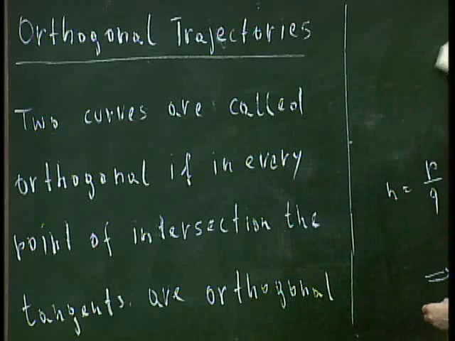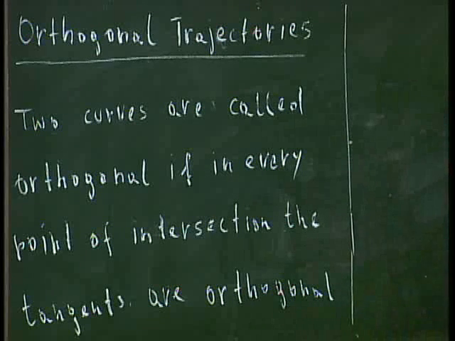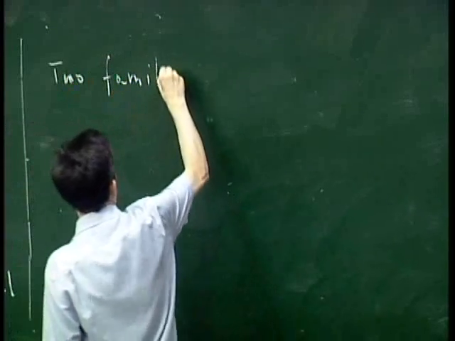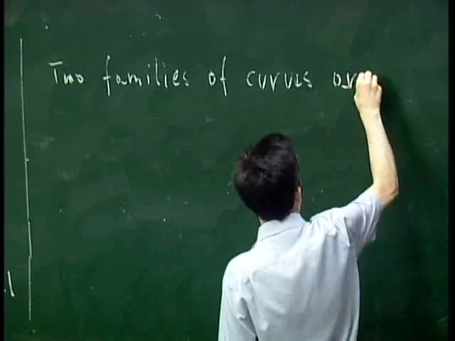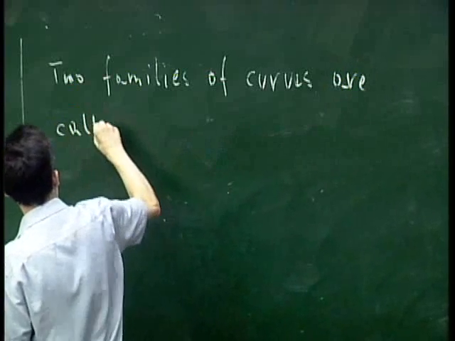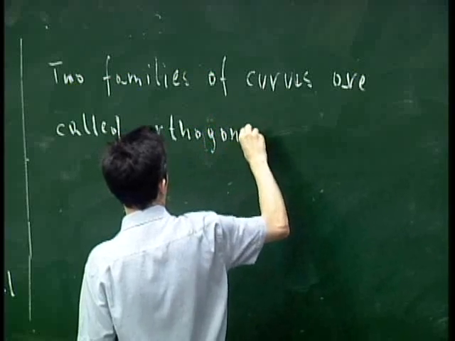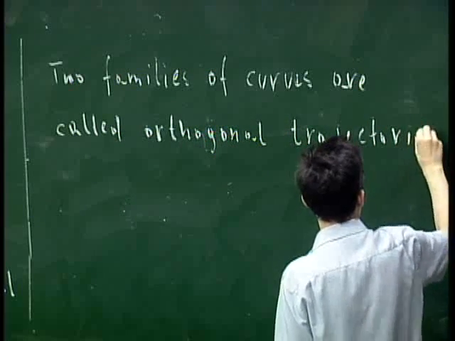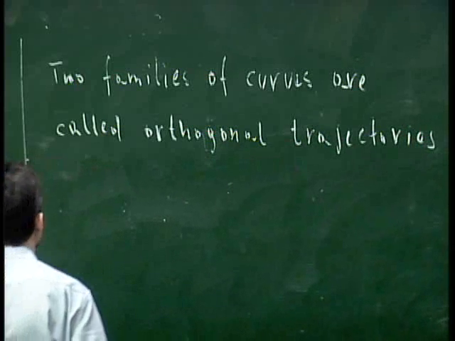And now two families of curves are called orthogonal trajectories if every curve of the first family is orthogonal to every curve of the second family.